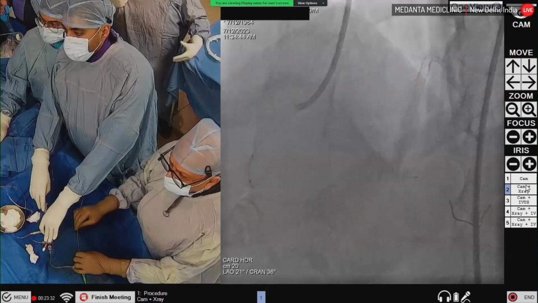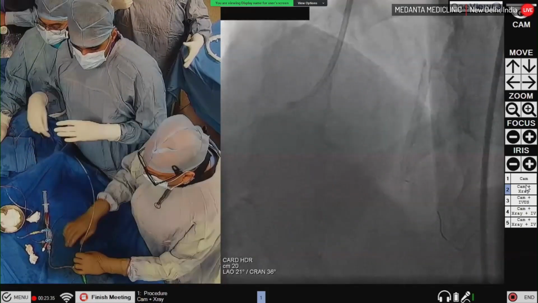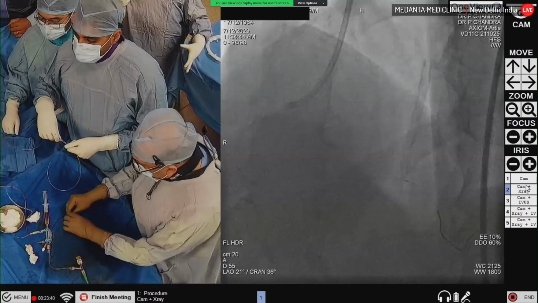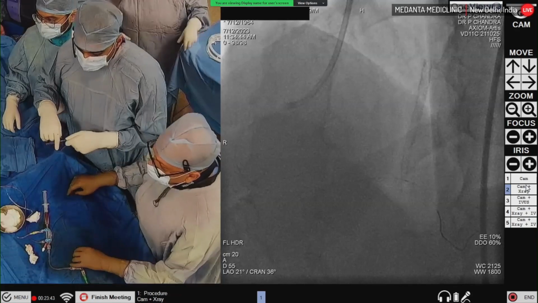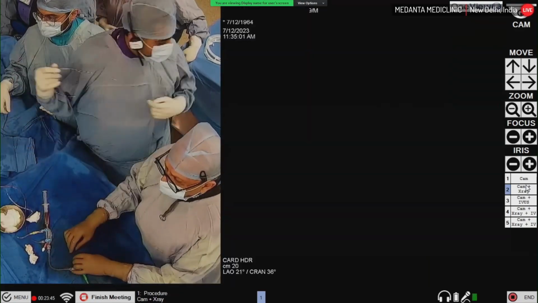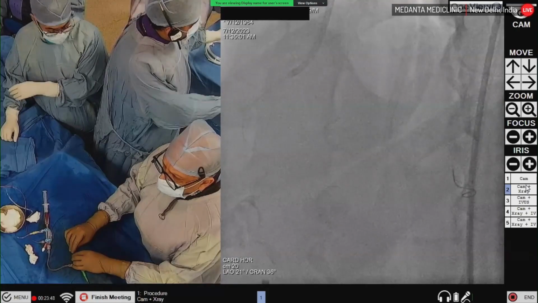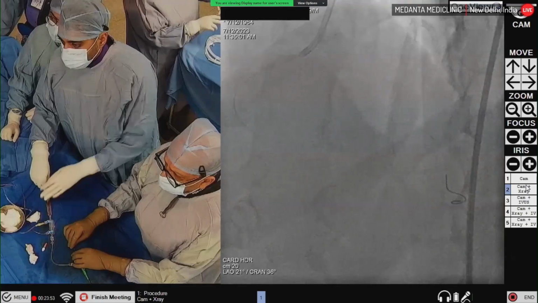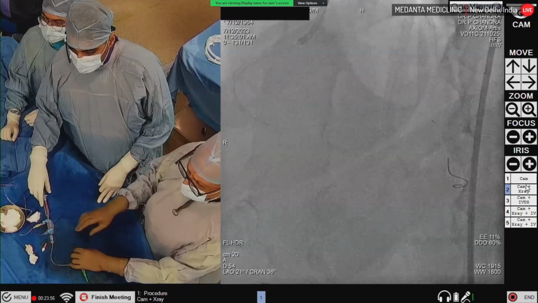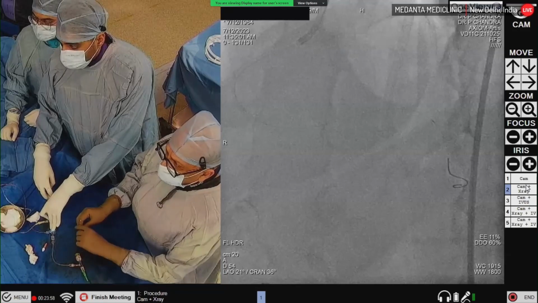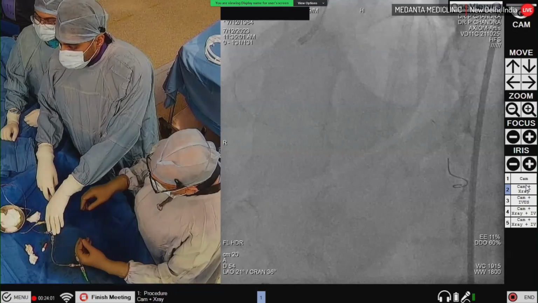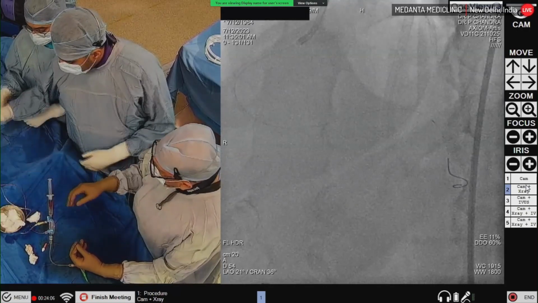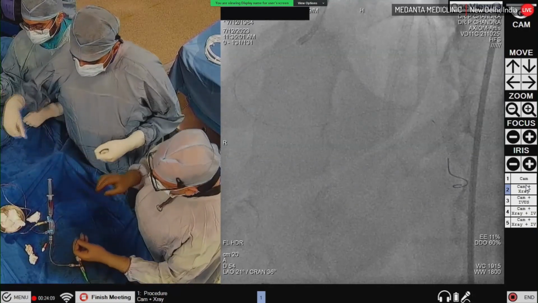So here we are with the fluid then, sir. Basically, no, the guiding is a little bit inside. Yeah, it's okay. Okay. So you can see that the guiding actually went a little bit deeper inside, and that's why the pressure was wedging. Now we have to do the IVUS again.